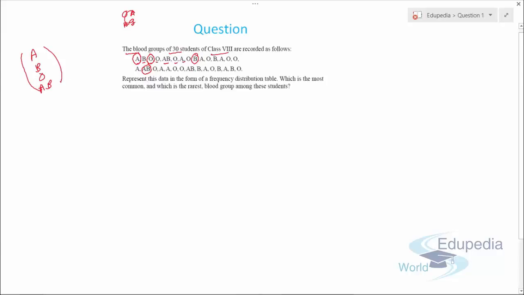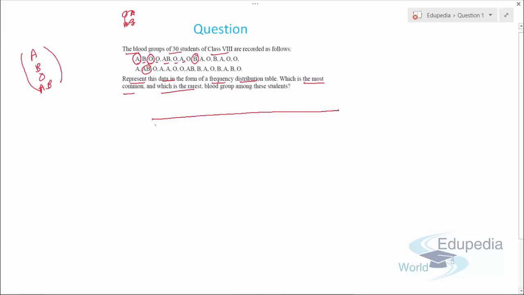Now, we need to represent this data in the form of a frequency distribution table. So we need to draw a frequency distribution table, and you know how we can draw the frequency distribution table, right? And we have to find which is the most common blood group and which is the rarest blood group among these students. So let's discuss how we can do this question. For this, we need to draw a table. So let's draw a table like this.